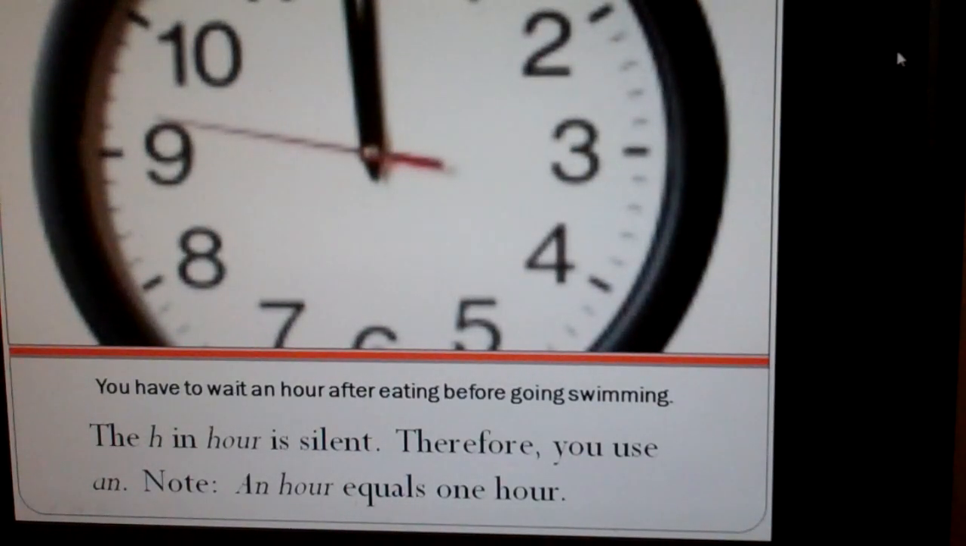You have to wait an hour after eating before going swimming. The H in hour is silent. Notice it's not "hour" with an H sound, it's "our." Therefore, you use an. Note that an hour equals 1 hour.